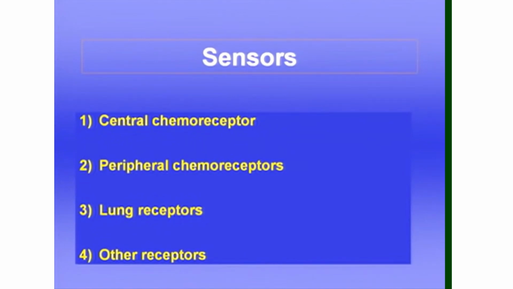First of all, there's the central chemoreceptor that I'm going to be talking about in detail. Then we've got two sets of peripheral chemoreceptors. We've got receptors coming from the lung, sensing the expansion of the lung, for example, and other receptors coming from muscles, limb movement, and baroreceptors, other sensors as well, which we'll mention briefly. So let's now move to the central chemoreceptor.